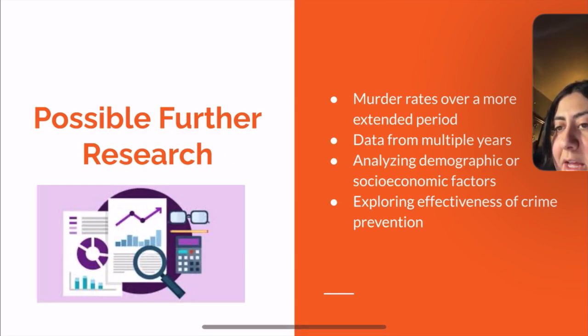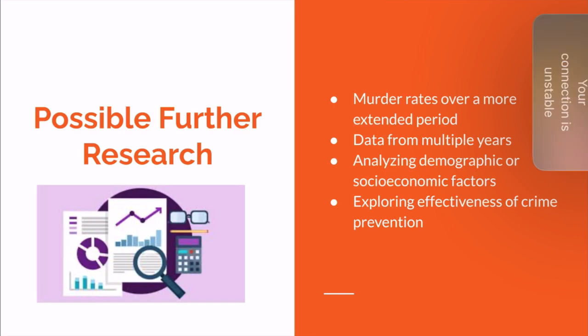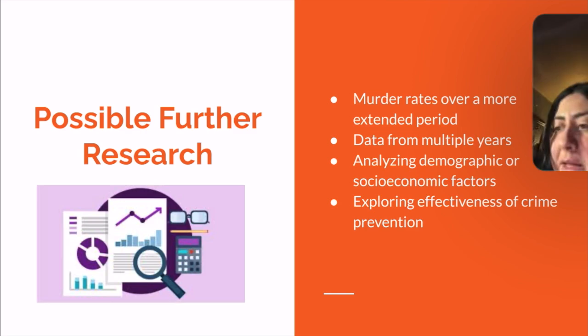Further research could investigate murder rates over a more extended period to identify trends and patterns. By including data from multiple years, we might determine if the 2013 rates were an anomaly or part of a larger trend. Analyzing demographic or socioeconomic factors could also provide insights into why certain states have lower murder rates. Additionally, exploring the effectiveness of crime prevention policies might help explain variations across different regions.